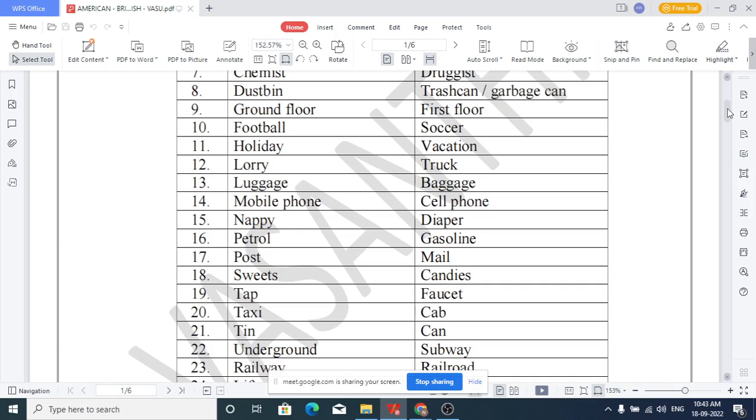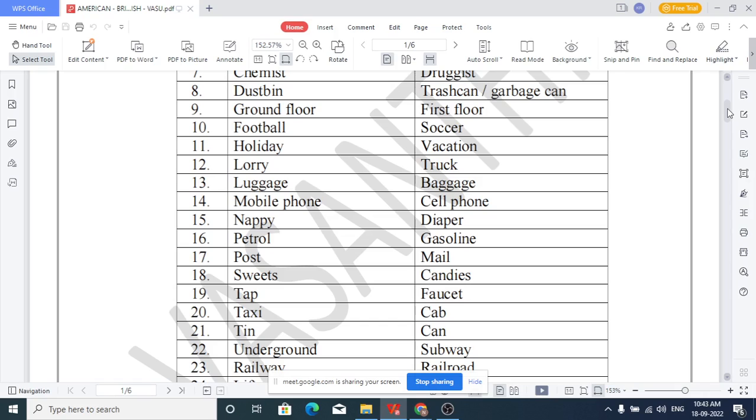Because if you take that building, the very first floor is the ground floor, so they call that the first floor. Football is called soccer in America. This is known to everybody. Holiday, British we call holiday. In America they call it vacation. Of course here we use both.